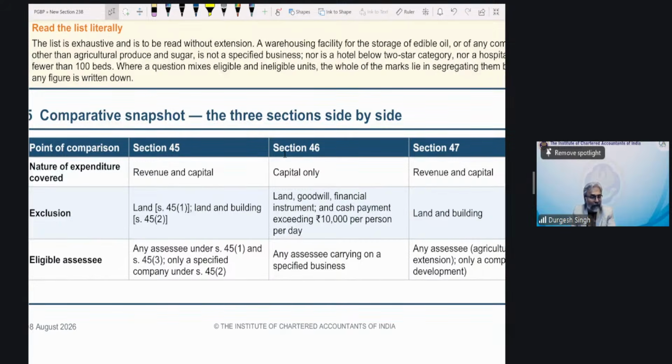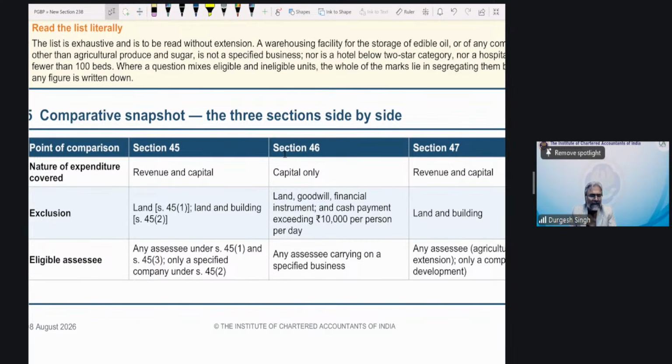But just have a look at section 46 now, students. Here, the exclusion is not only of land but also of goodwill and financial instruments. And then there is one negative category. What is that? The payment above 10,000 that you make on a single day in cash. That portion of the capital expenditure which has been paid in cash in excess of rupees 10,000, the entire amount so paid will be disallowed. Normal thing, not a big deal. Okay, so this is one thing which has been attached in this case.